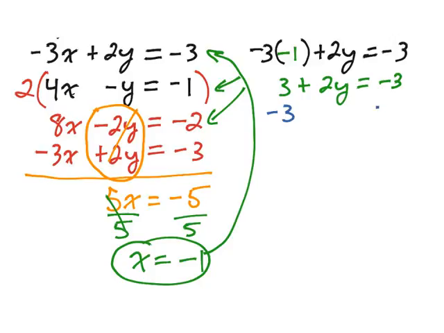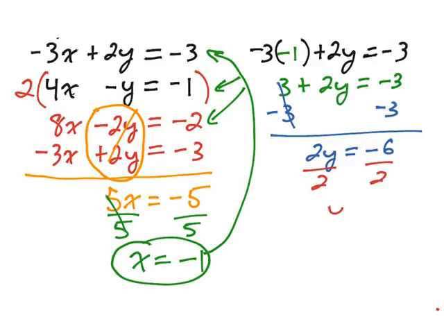Subtract 3 from both sides. We get 2y equals negative 6. Then we divide both sides by 2, and we get y equals negative 3. And there is our y value, so our ordered pair is negative 1, comma, negative 3.